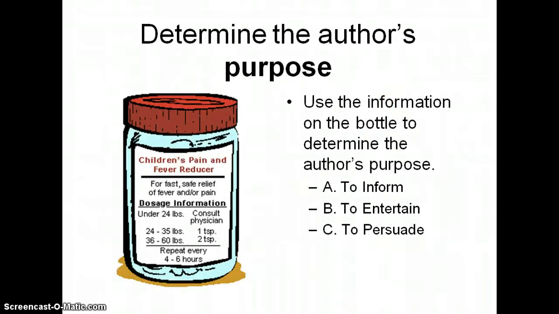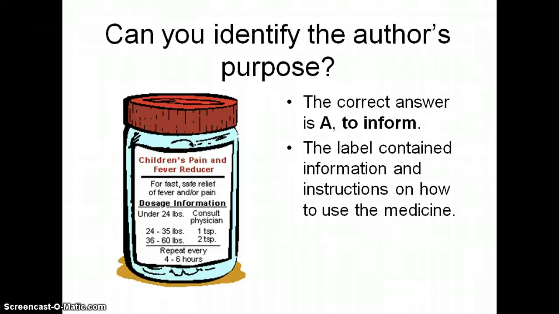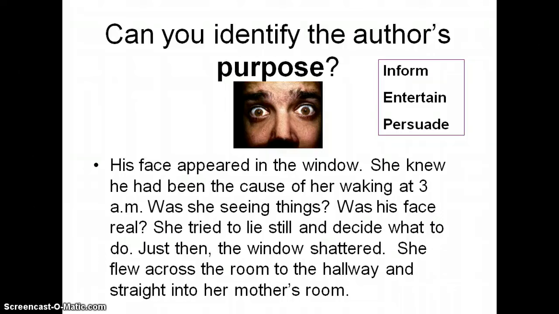Let's practice. Determine the author's purpose. Use the information on the bottle to determine the author's purpose. Can you identify the author's purpose? The correct answer is A, to inform. The label contained information and instructions on how to use the medicine. You ready for more practice?